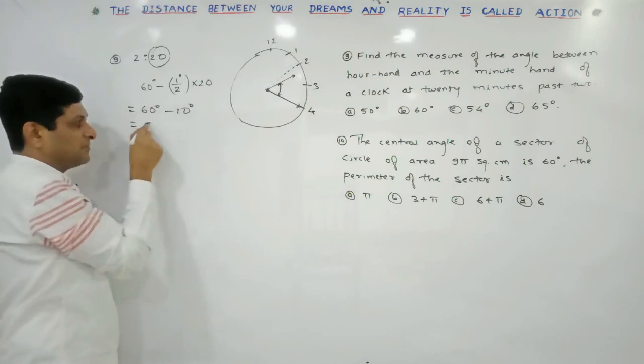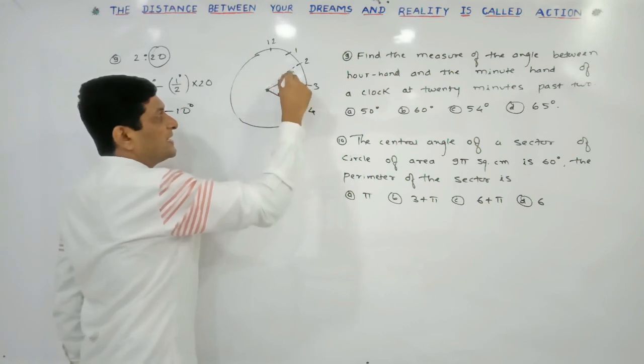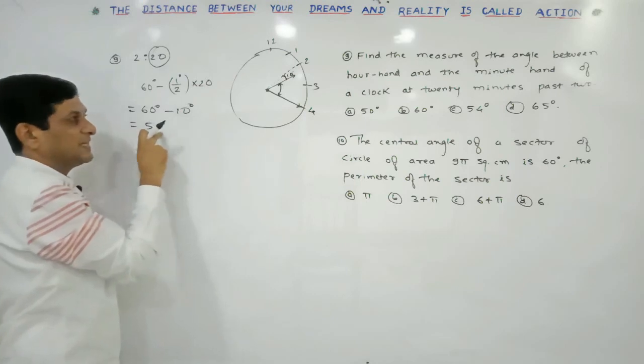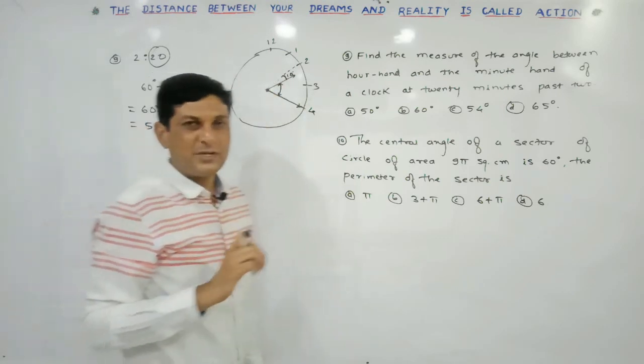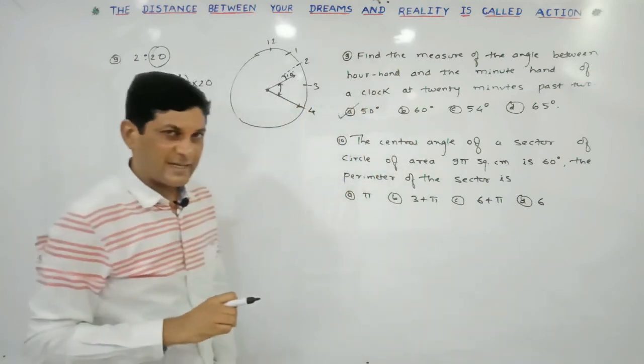So 60 minus 10 will be equal to 50, meaning this angle will be equal to 10 degree. So from this total angle 60, if we subtract this 10 degree, we will get our required angle between the minute hand and hour hand of a clock. So A option will be the correct answer here.